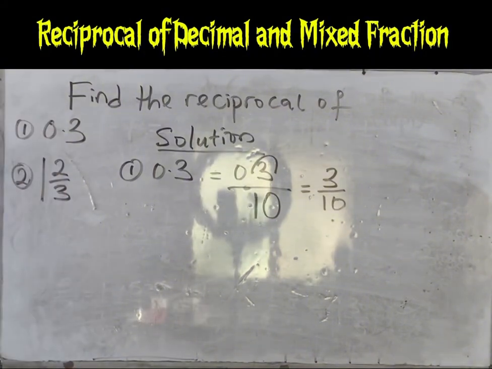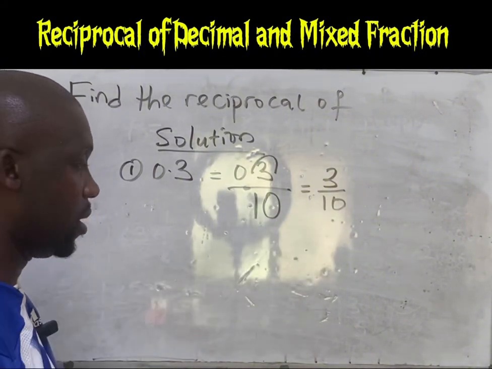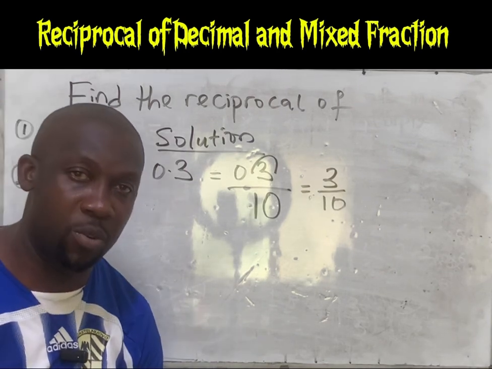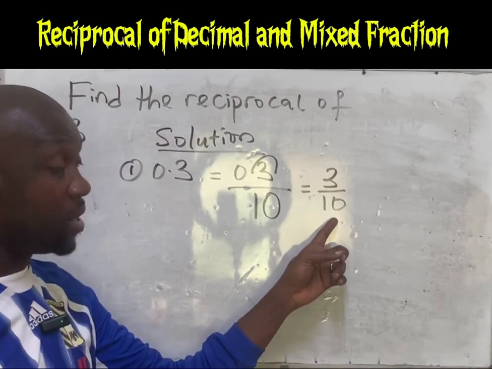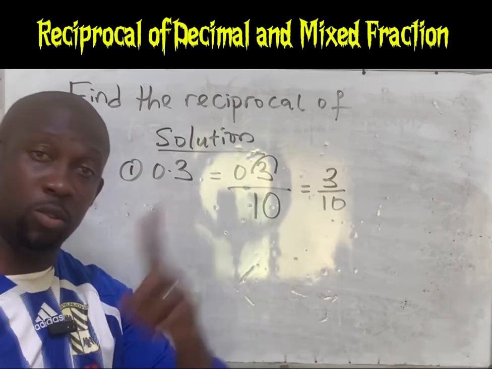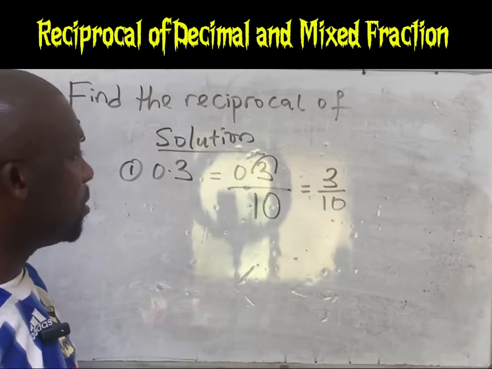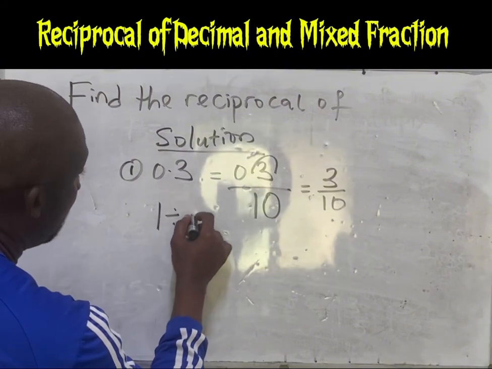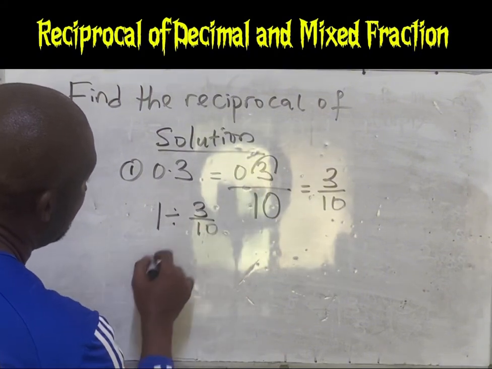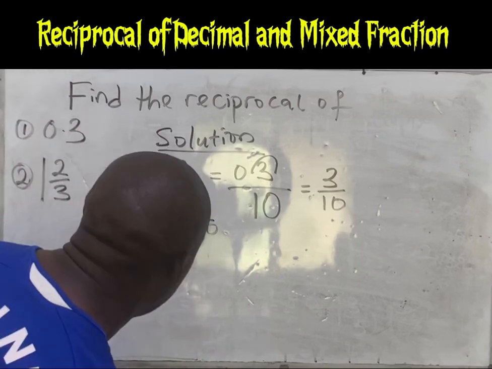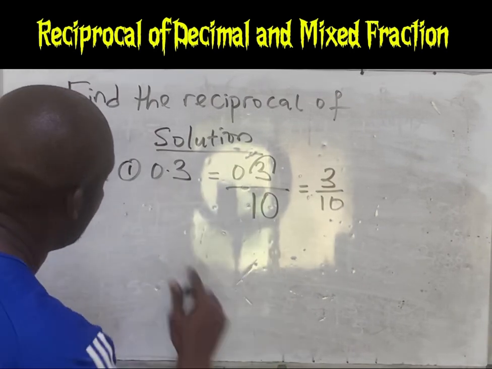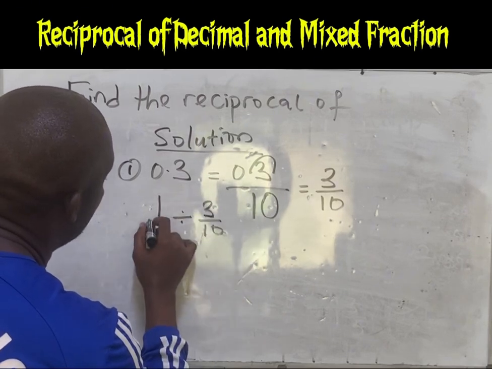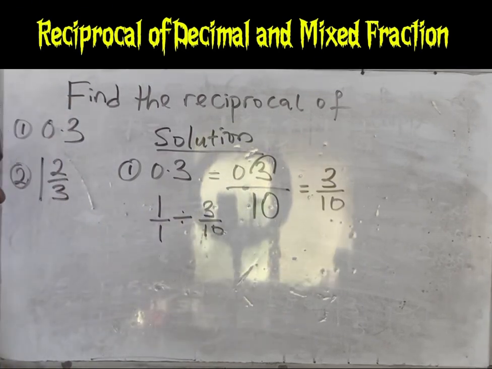So now at this point, we have to look for the reciprocal of 3 over 10. From my previous video, I explained how to look for a reciprocal. A reciprocal simply means using this number to divide 1, not using 1 to divide the number. So we have 1 divided by 3 over 10. This can also be written as 1 over 1, divided by 3 over 10.